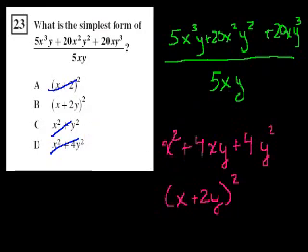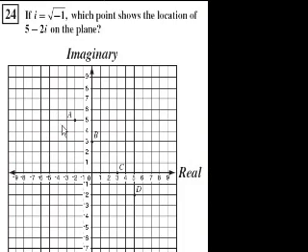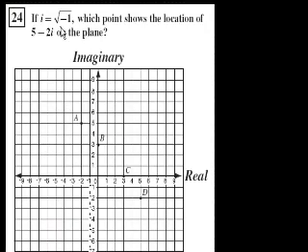Next problem. Okay, this one I'm definitely going to copy and paste because they have a big image. All right, let me see if I can do it. This makes it a lot easier than having to draw it myself. All right. If i equals the square root of -1, which, well, if you didn't know it, that's what i is defined as, and I go on many videos about the magic of i and e and pi. Which point shows the location of 5 minus 2i on the plane?